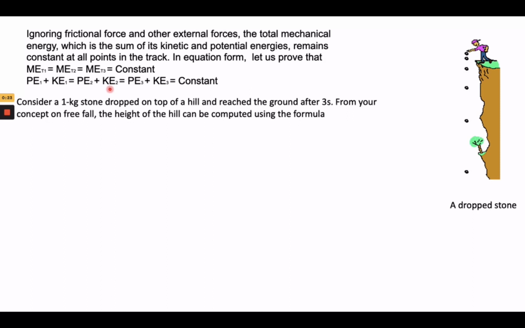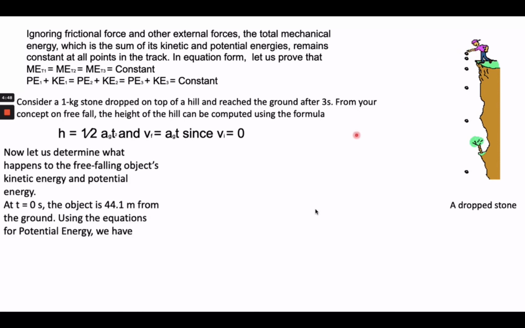Now, let's solve a problem. Consider a 1 kilogram stone dropped from the top of a hill that reaches the ground after 3 seconds. From your concept on free fall, the height of the hill can be computed using the formula: height is equal to 1/2 times acceleration due to gravity times time squared. The velocity can be computed as acceleration due to gravity times time. And for our initial velocity, since this is a free falling object, it would be zero.